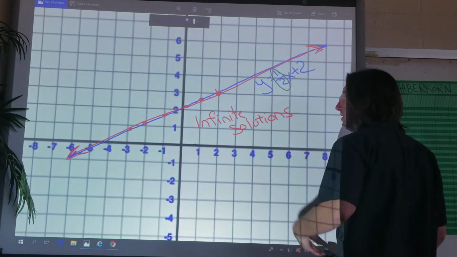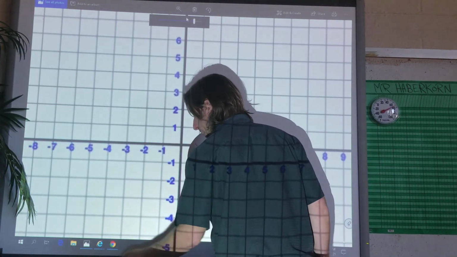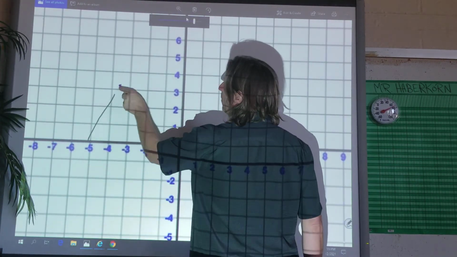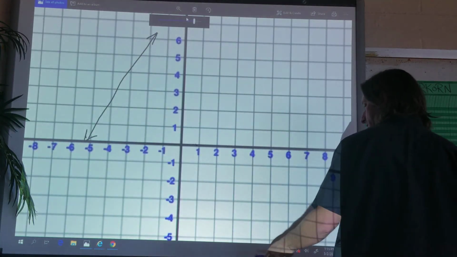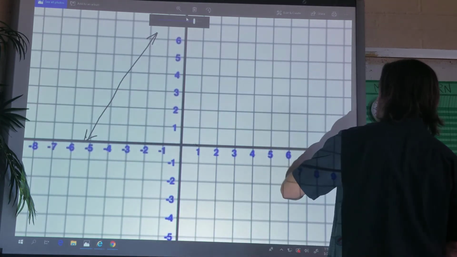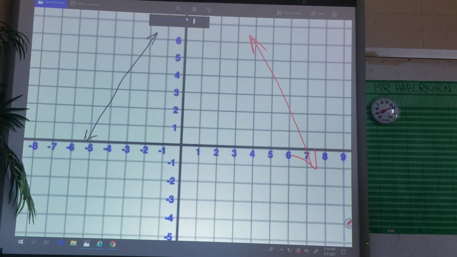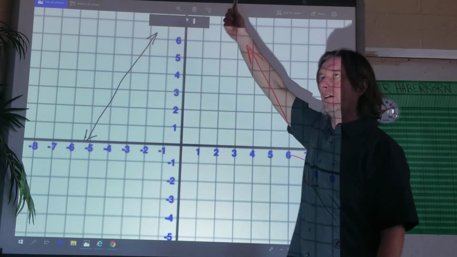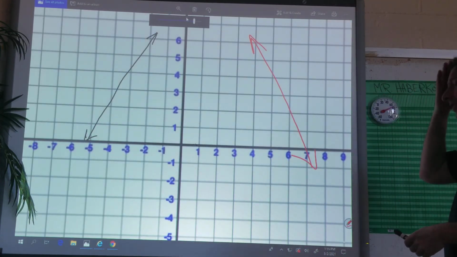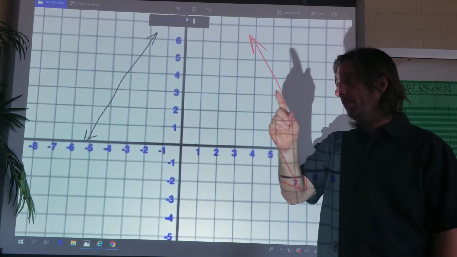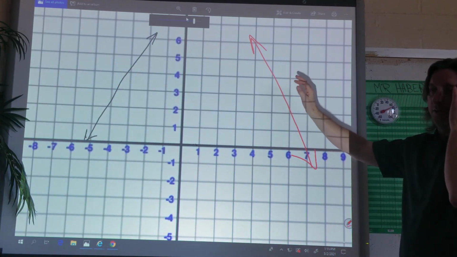Now, sometimes, and this is what we're going to get into in the next video, you may get some lines like this, and like this, that don't cross on your graph, but they cross way up there on the roof of Newton D. Baker, right? So these still have one solution. They still have one place where they cross. And we're going to learn how to solve that using algebra.